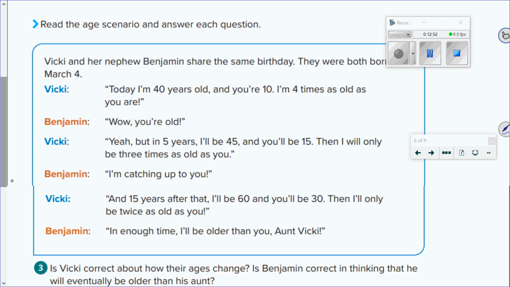Is Vicki correct about how their ages change? Yes. She's correct how it'll be 60 and 30. And that's 2 times. Is Benjamin correct in thinking he will eventually be older than his aunt? No. She stays ahead by the same number of years. Oh, wait. When she dies, he can be older.